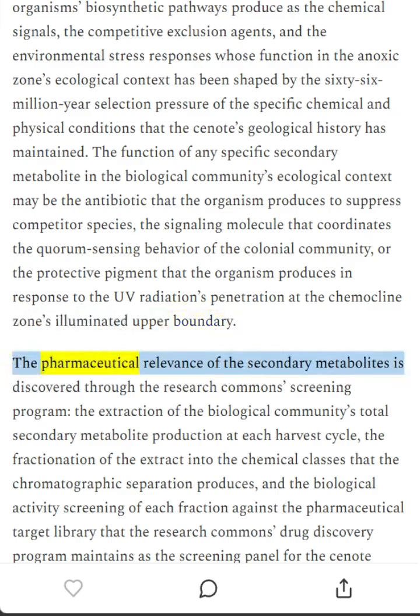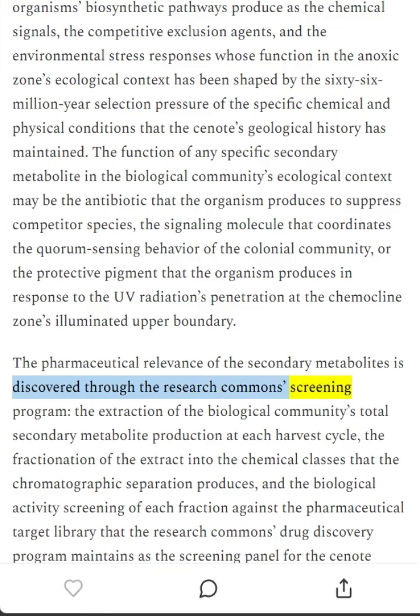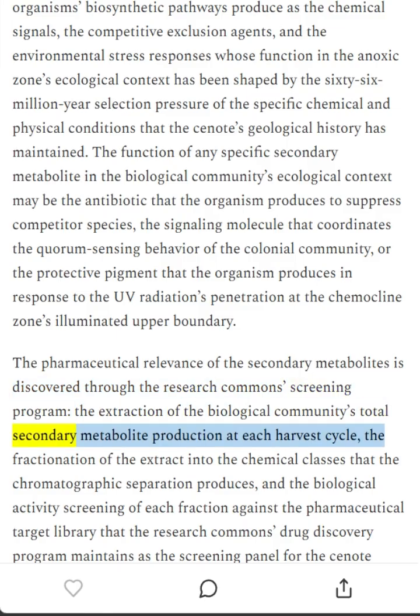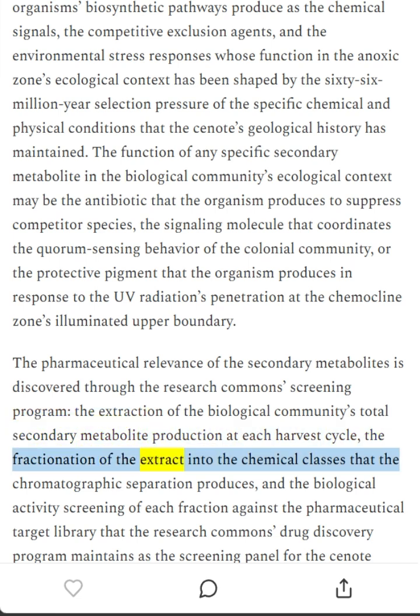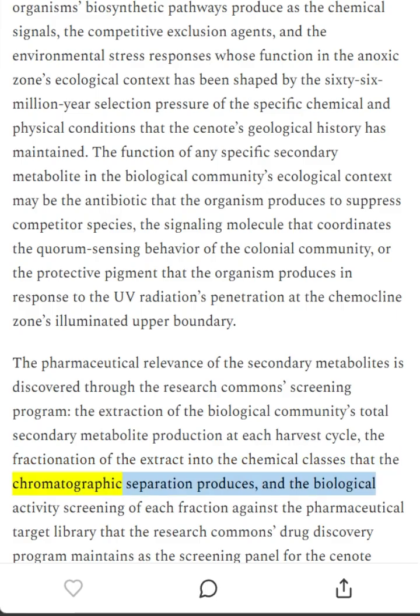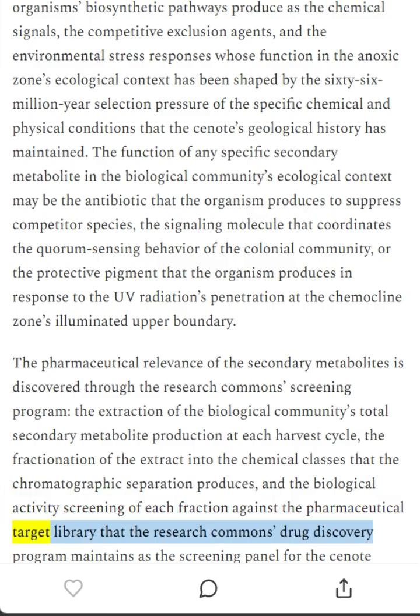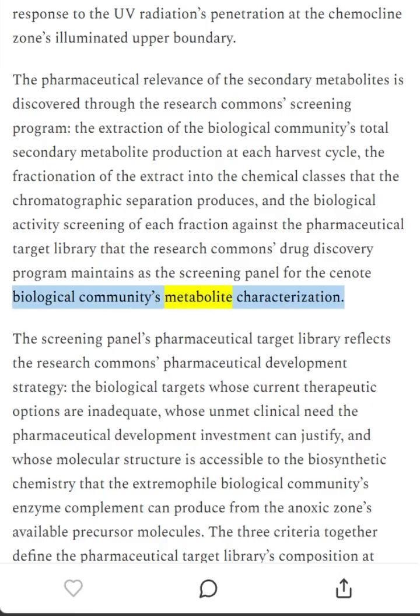The pharmaceutical relevance of the secondary metabolites is discovered through the Research Commons screening program: the extraction of the biological community's total secondary metabolite production at each harvest cycle, the fractionation of the extract into the chemical classes that the chromatographic separation produces, and the biological activity screening of each fraction against the pharmaceutical target library that the Research Commons Drug Discovery Program maintains as the screening panel for the cenote biological community's metabolite characterization.